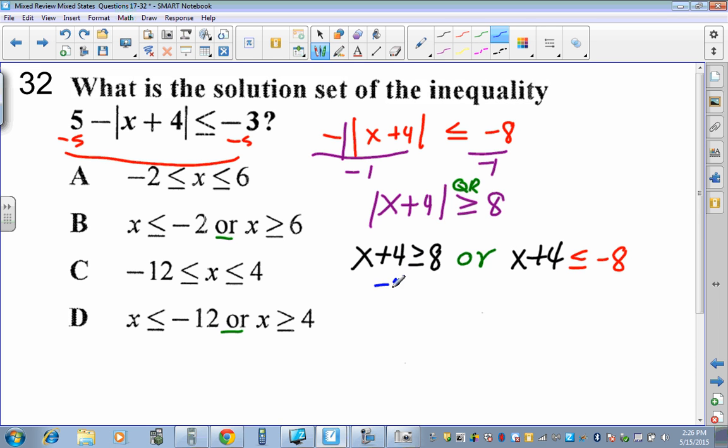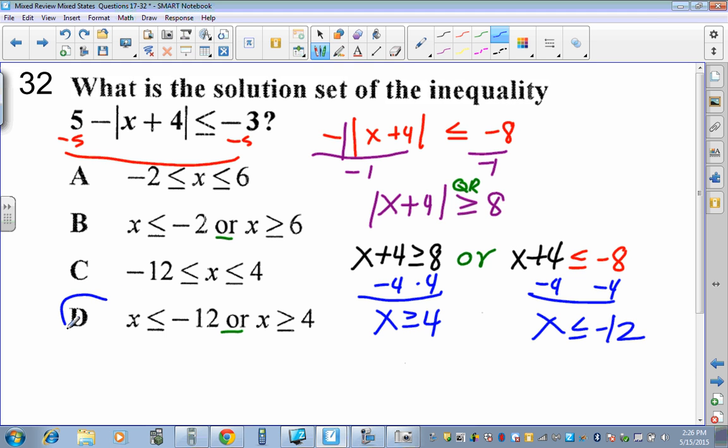Okay, so we need to work this one now. And the positive direction is x plus 4 greater than or equal to 8. If you subtract 4, you get x greater than or equal to 4, and in the negative direction, x less than or equal to negative 12. So D would be the answer.